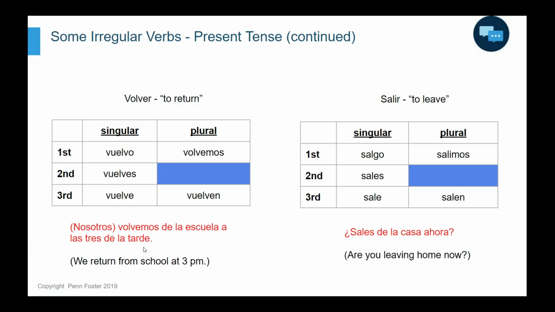And our fourth verb, salir, to leave. Another irregular verb with that G in the first person singular, salgo. Sales, sale, salimos, and salen. Our example, sales de la casa ahora. Are you leaving home now?